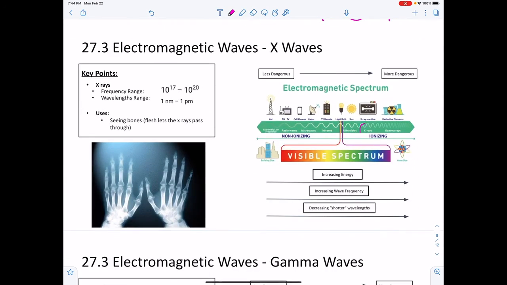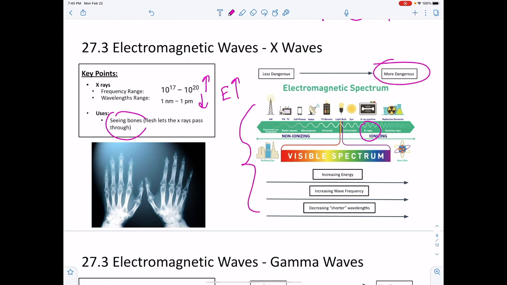All right, X-rays, next step up, same stuff. We can use them to see bones. Frequency has gone up, wavelengths have gone down, energy has gone up from our trends overall. It's getting more and more dangerous.